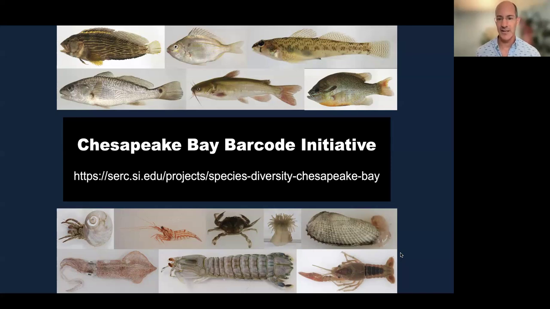So that gives us this really nice local barcode library so that when we take a water sample or some other kind of environmental DNA sample for Chesapeake Bay, we have a great reference library that we can compare our eDNA sequences to, to figure out what was in our eDNA sample.